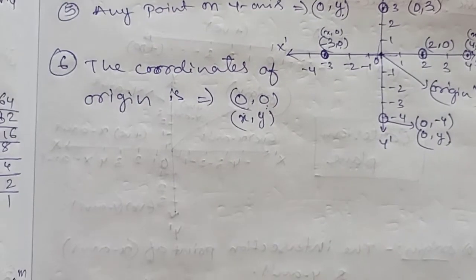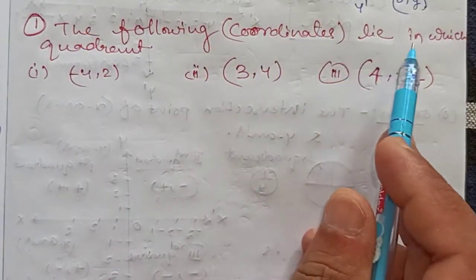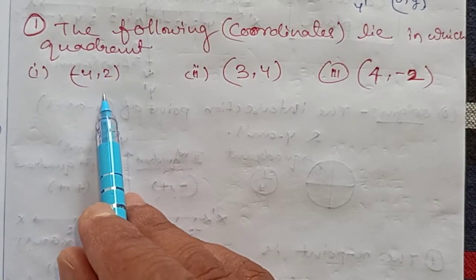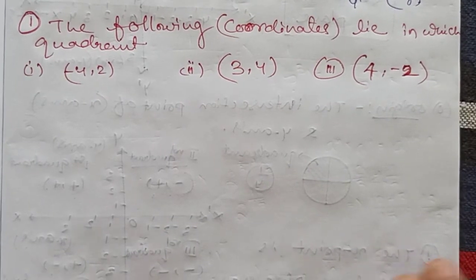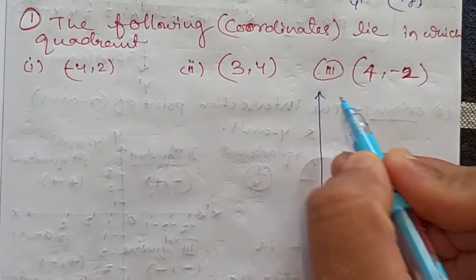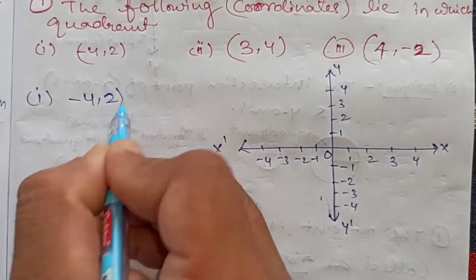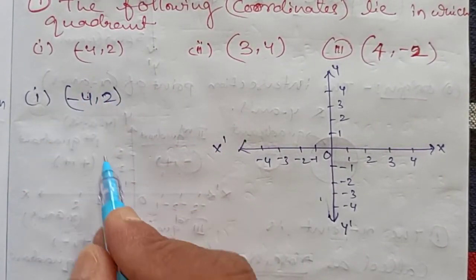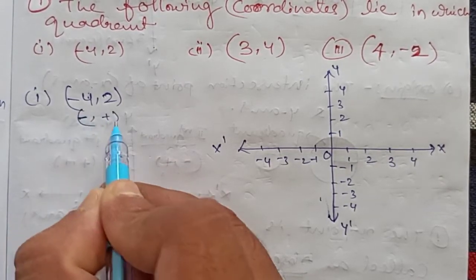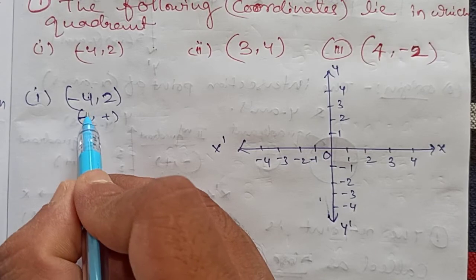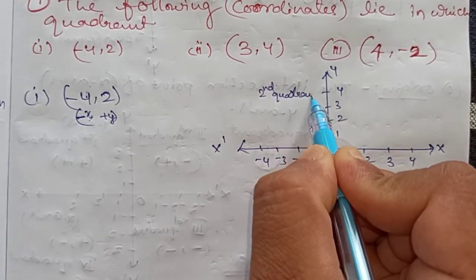Okay, now I will give you a few examples. There is a question I have written. The following coordinates lie in which quadrant? We have to tell in which quadrant these coordinates lie. Okay, just now I have explained, we will follow the same process. First of all, I will draw a Cartesian plane. First point, minus 4 comma 2. Okay, this is the first point. What are the signs? The first sign is negative, the second sign is positive. The first sign is for x, the second sign is for y. I will mark all the quadrants.